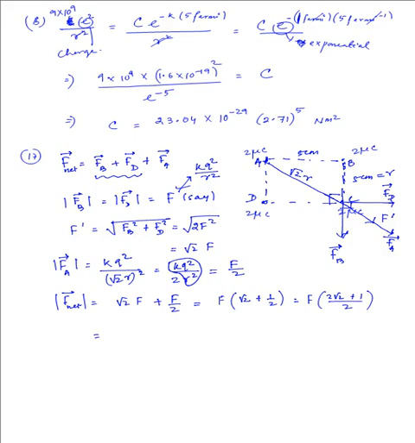So for F we have k, that is 9 times 10 raised to the power 9, q squared, that is 2 micro, that is 4 times micro squared, which is 10 raised to the power minus 12, over the distance, that is 5 centimeters taken in meters, which is 5 times 10 raised to the power minus 2, squared, that is 25 times 10 raised to the power minus 4. That is the value over here. So 2 root 2 is 2.828, because 1.414 times 2 is 2.828, plus 1, 3.828 over 2.